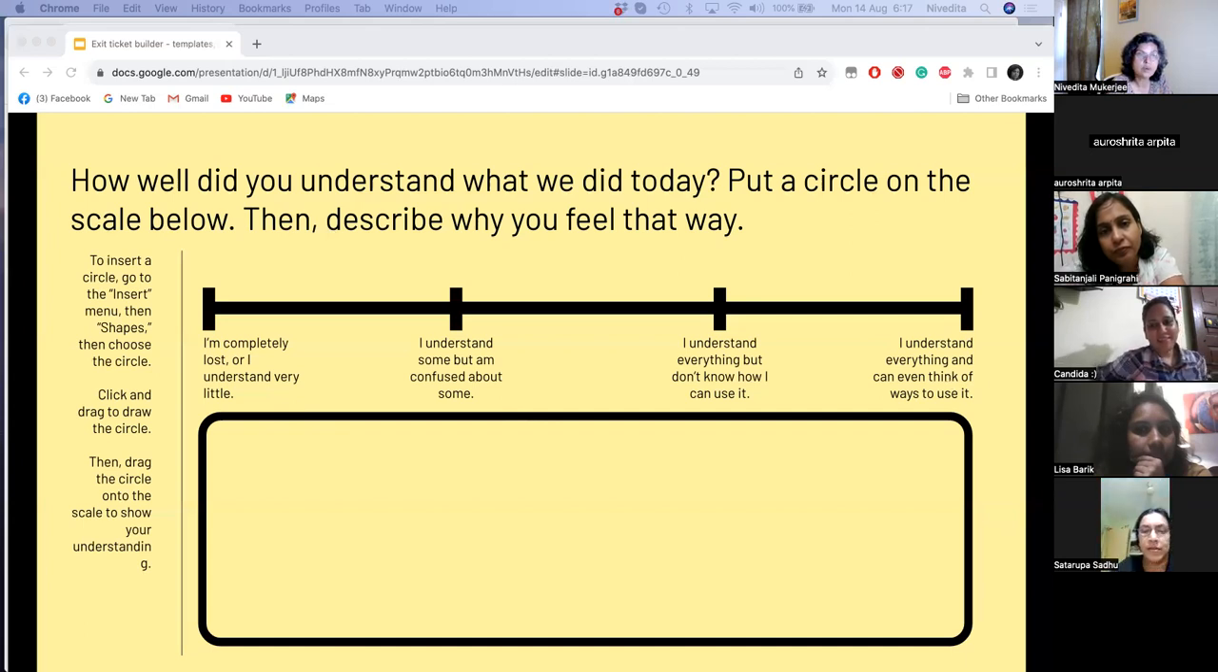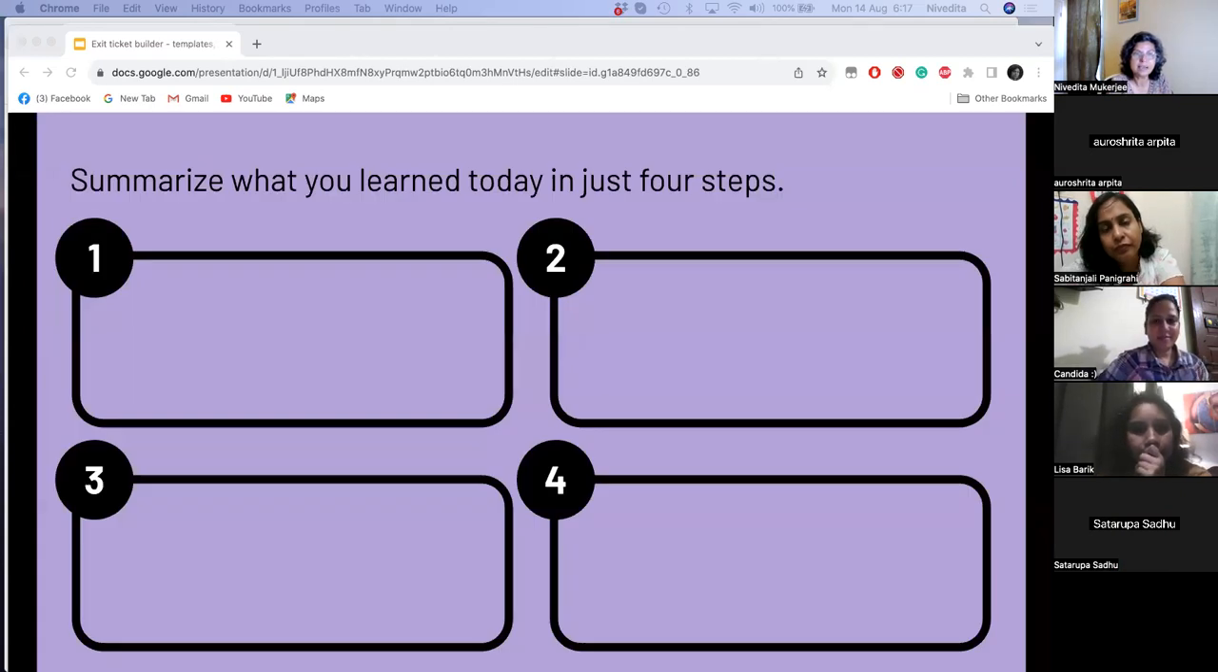So now we know how we can use this exit ticket. Can I ask someone to summarize what we have learned in 4 steps? Can I ask one person to say 1 point? So we have 4 people saying 4 points. Anybody go? Just contribute 1 point of what you have learned today.